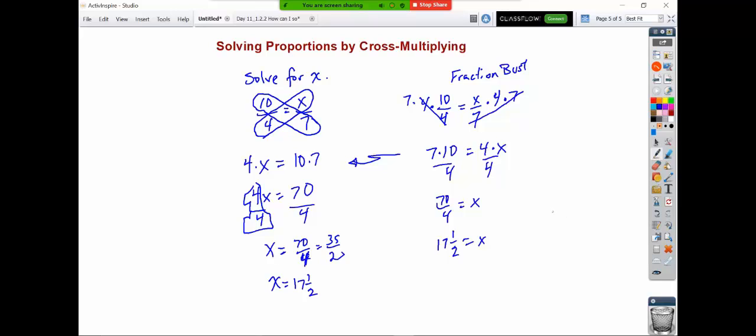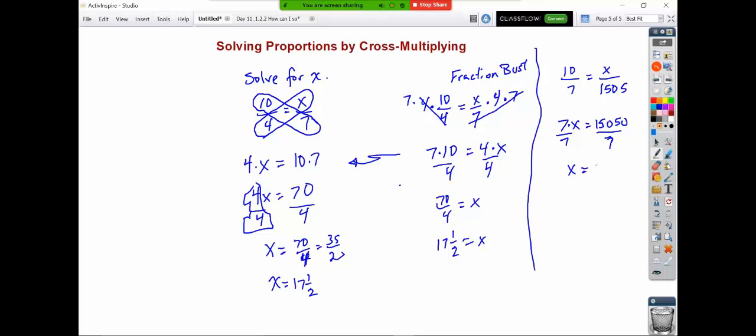Same problem. So if we were to apply that to our other problem, 10 is to 7 as x is to 1505. If I cross multiply, I get 7 times x is equal to 10 times 1505, which is 15,050. When I divide by 7, x is going to equal 2,150. Same answer, so 2,150, I think it was minutes. Anyway, that's cross multiplying.